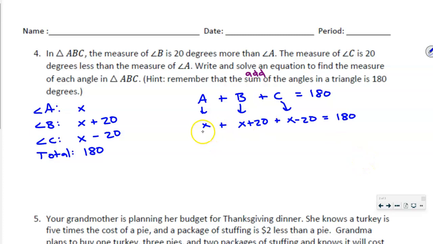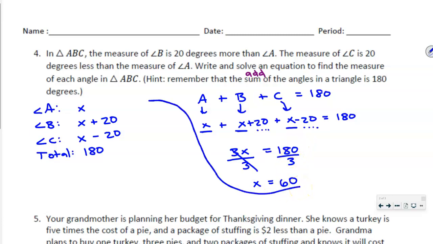Now I simplify before solving, and I have 1, 2, 3 x's, and 20 minus 20 combines to be 0. So 3x is equal to, on the other side, I have 180. X is multiplied by 3, which I will undo by dividing by 3. That leaves me with x, which is equal to 180 divided by 3. Excuse me, 180 divided by 3 is 60.